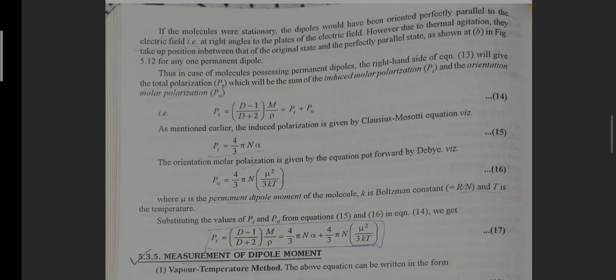the right hand side of Clausius-Mosotti equation will give the total polarization Pi, which will be the sum of the induced molar polarization and the orientation molar polarization, that is Po.